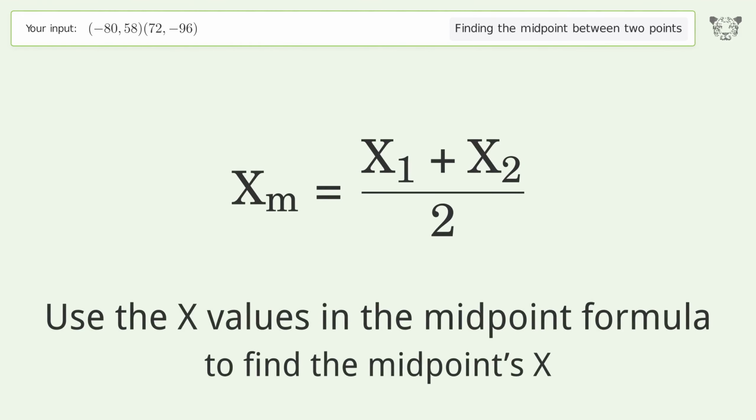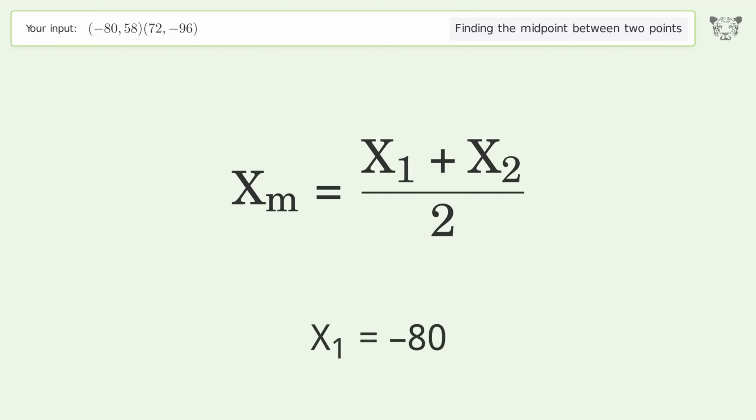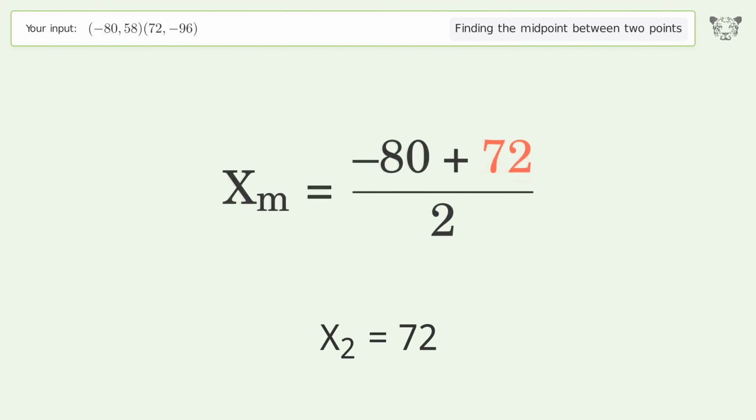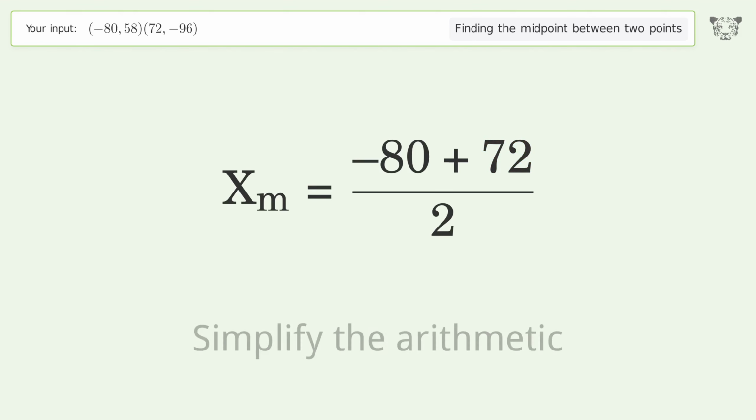Use the x values in the midpoint formula to find the midpoint's x. x1 equals -80. x2 equals 72. Simplify the arithmetic.